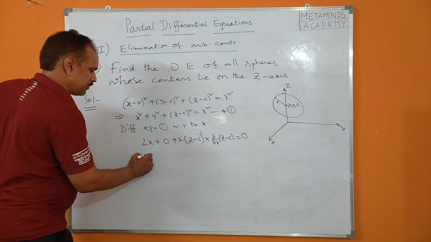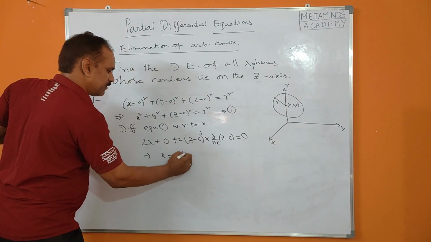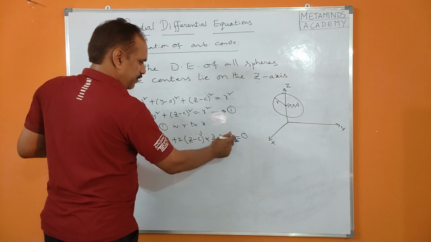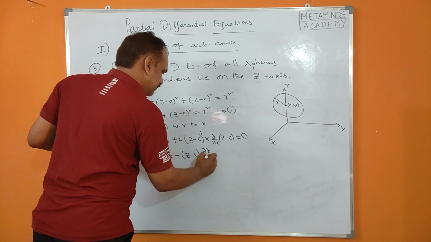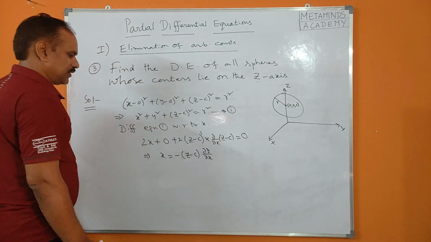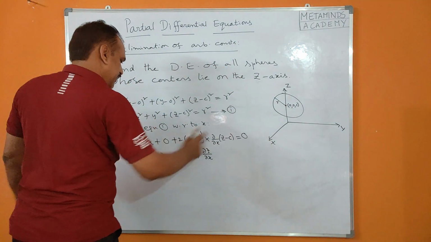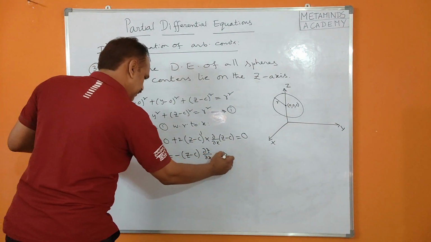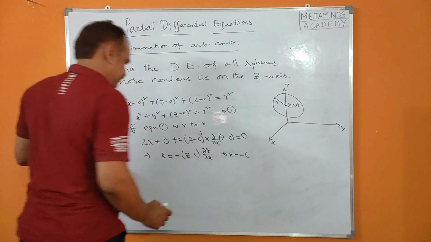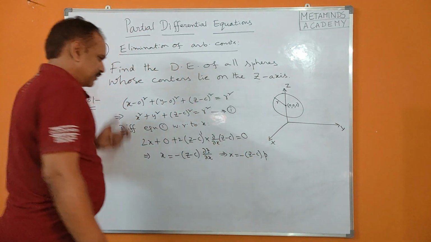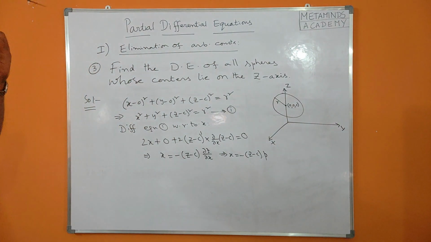Therefore, x equal to minus of (z minus c) into the derivative of (z minus c), which is dou z by dou x, minus 0. Right? So I send the z minus c term to the right hand side. This implies x equal to minus (z minus c) into p. Now z minus c is eliminated.